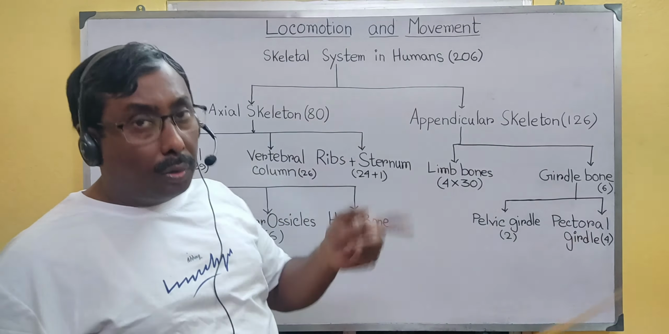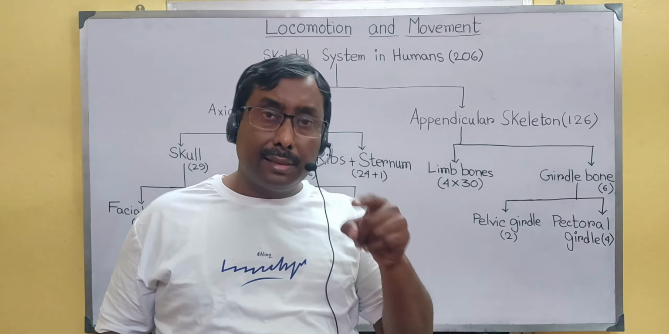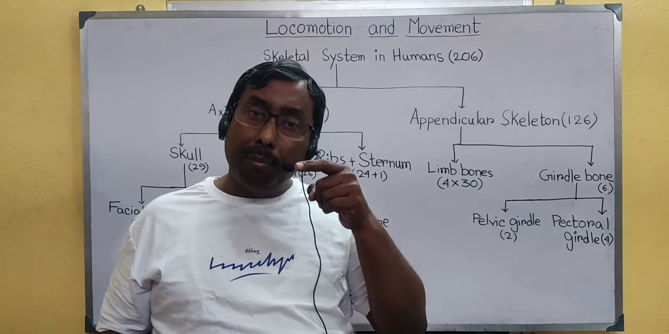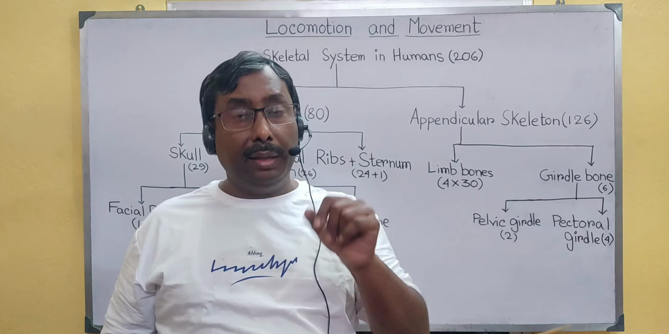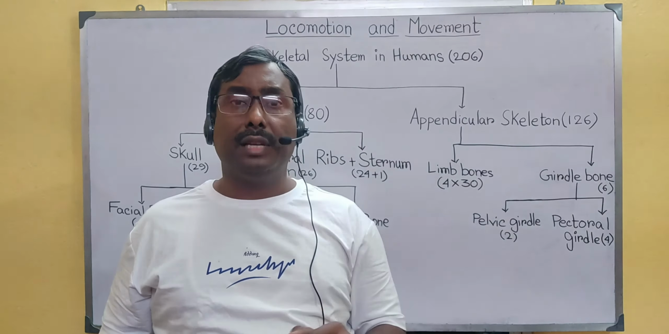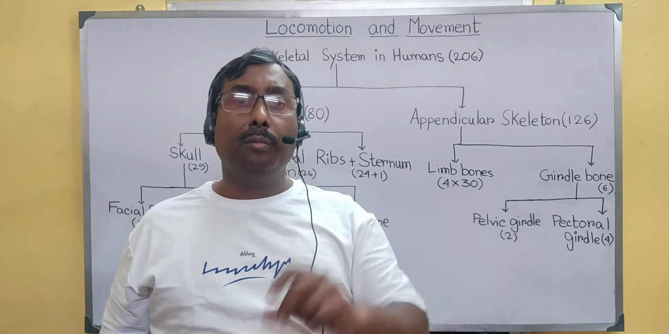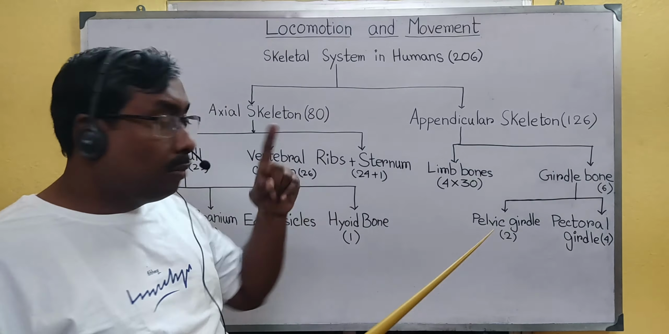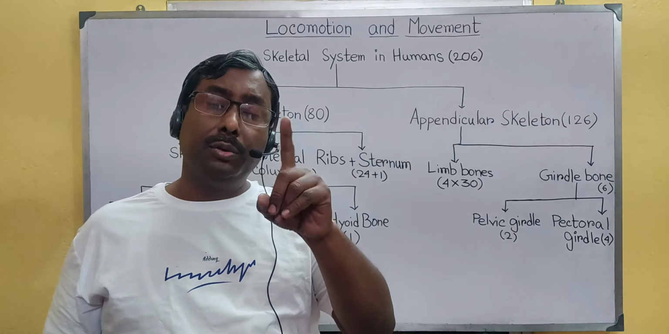If you add all these up, that means cervical 7, thoracic 12, lumbar 5, sacrum 5 in the young stage. But in adulthood these sacral bones fuse to form one bone, and the coccygeal bones fuse to form one bone.